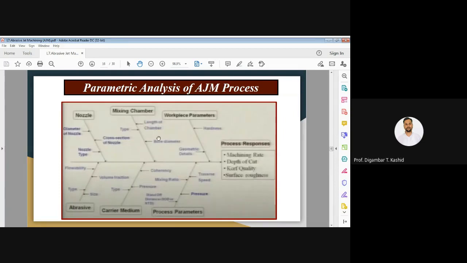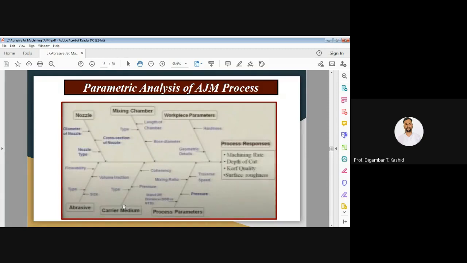Then we have the next, that is the workpiece parameter. Workpiece parameter means what? In that, the hardness of your workpiece, and the geometrical details about the workpiece, that you want to create on your workpiece, are considerable parameters. Then we have the abrasive. Again, this is another process parameter.